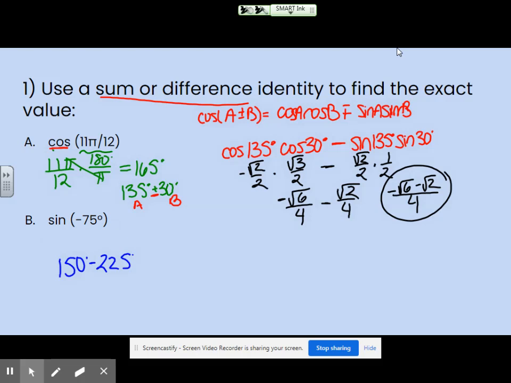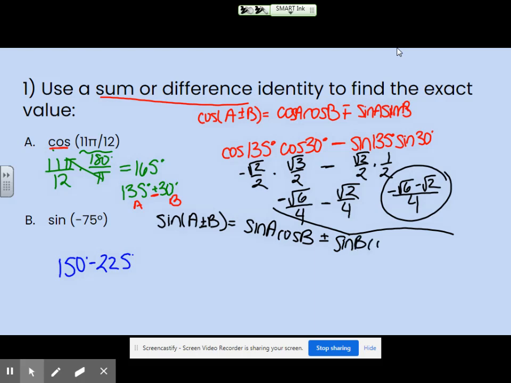Okay, for the sine sum and difference identity, I know it's sine of two angles being added: the sine of our first angle times the cosine of our second. For the angles, I have plus or minus, and for sine, the signs stay the same. So I also have plus or minus here. Sine of our second angle times cosine of our first angle.